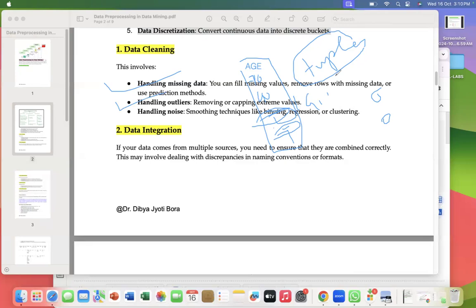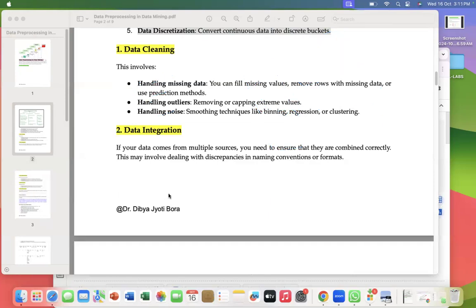And handling outliers: whenever we detect outliers, we will just erase them, as in the last example. Then for noise, we depend on techniques like binning, regression, clustering. Then data integration, again, we are revising. Suppose your data is in Excel format and a few data are in CSV format. You have to combine all of them into one particular format. If you depend on two or three different formats, you cannot analyze the data properly. You have to change it.